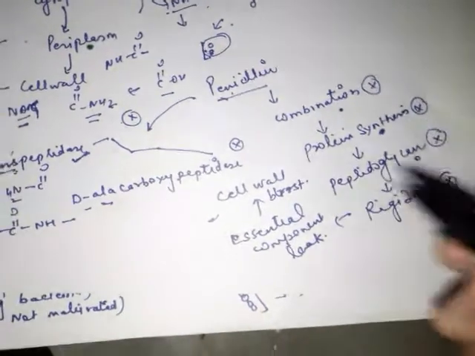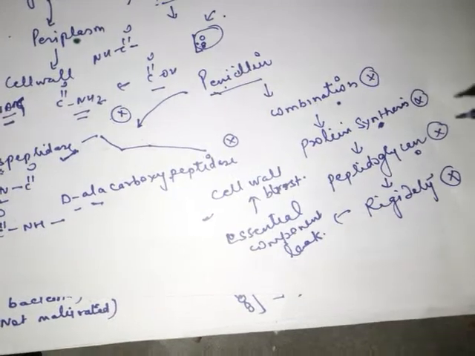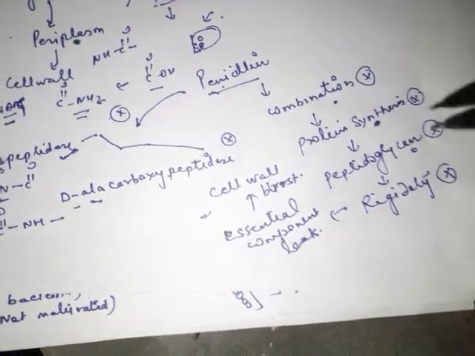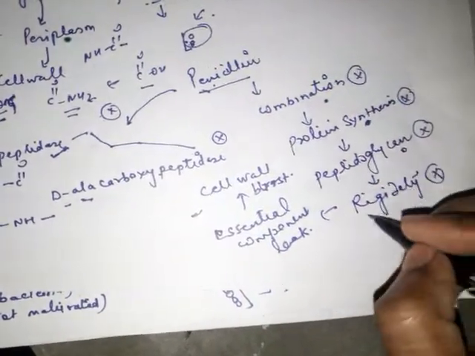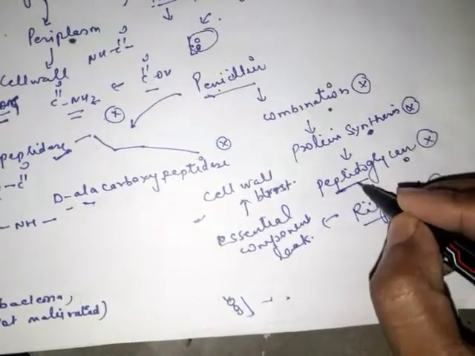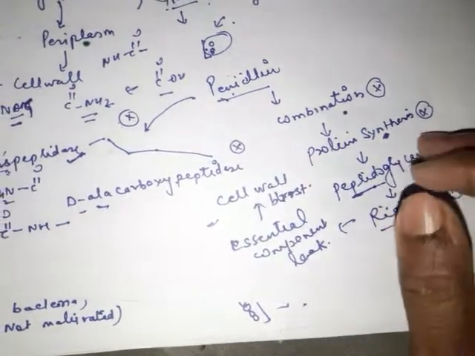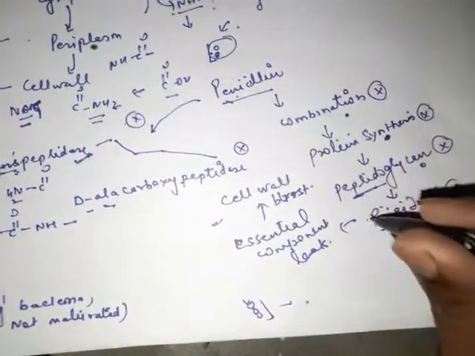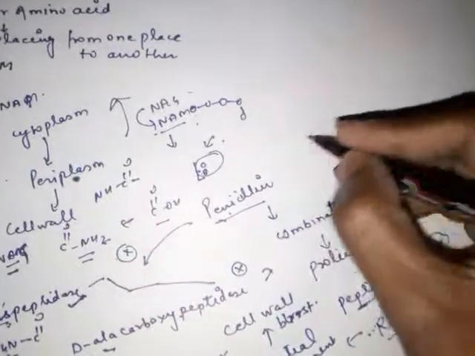Since it is the essential component of the cell wall, NAG and NAM are very important for forming the peptidoglycan. Peptidoglycan is responsible for rigidity, meaning it provides rigidity to the cell wall, so once the synthesis of peptidoglycan is inhibited, then what happens here is that the cell wall will burst. So that's why it is also called bactericidal.